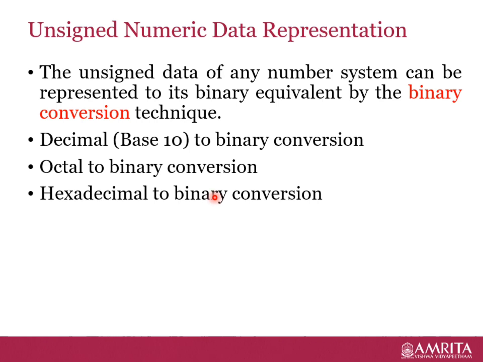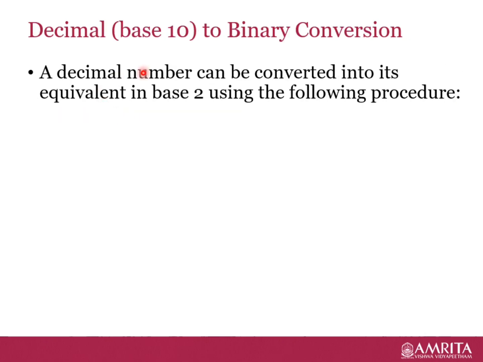First, we can discuss how an unsigned integer is converted to binary. A decimal number, which is a base 10 number, can be converted into its equivalent base 2, which is binary, using the following procedure.